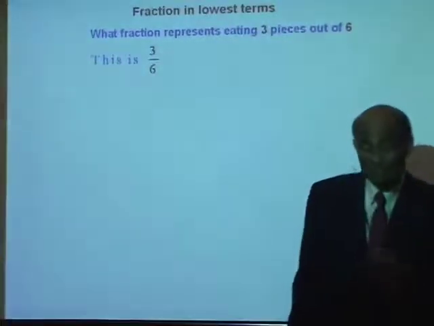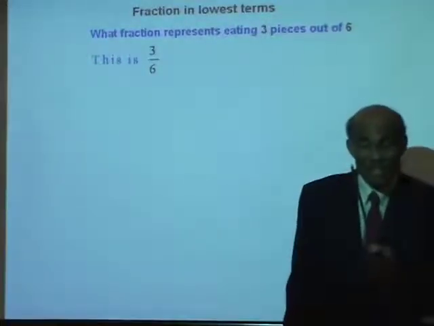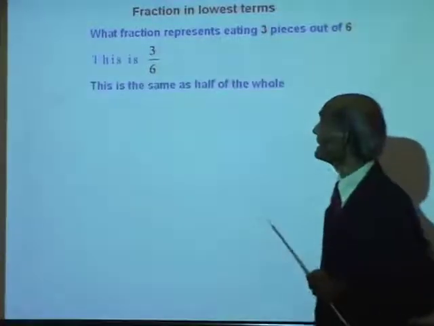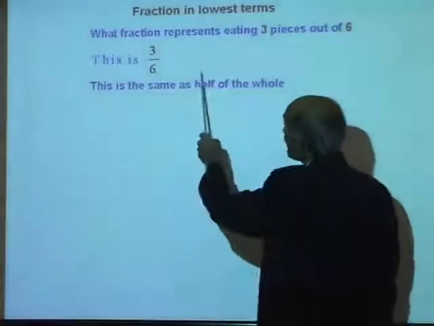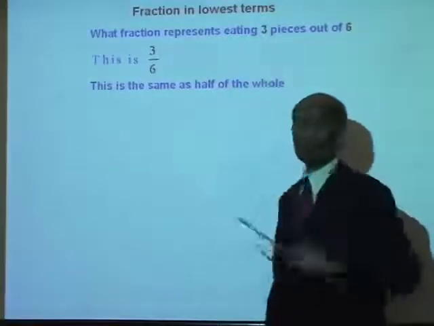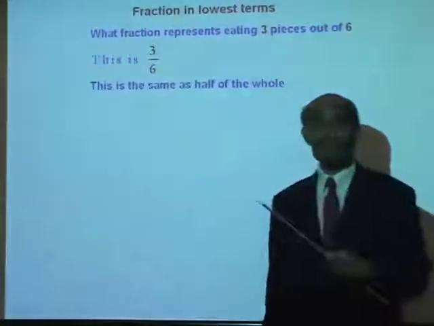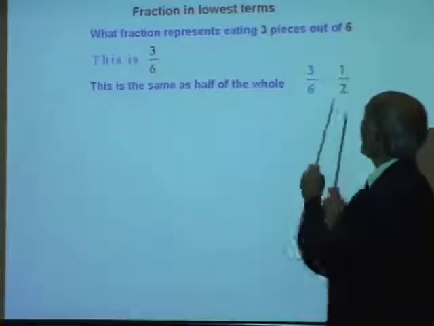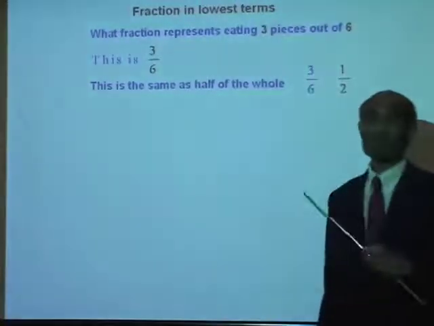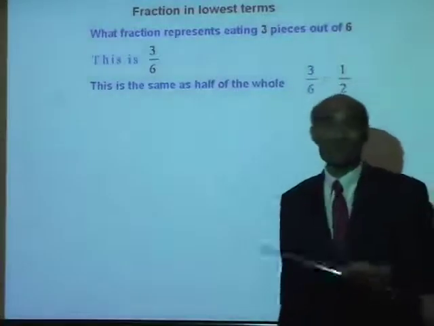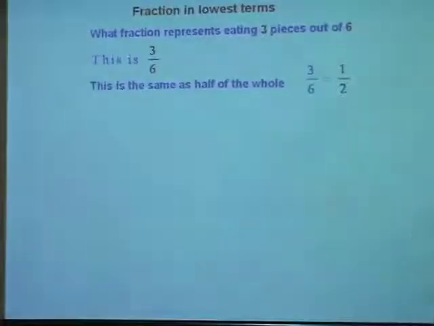But 3 out of 6 is actually 1/2 of the whole. Is that right? Yes. So this is the same as half of the whole. In other words, 3 over 6 is actually the same as 1 over 2. And how did we do this? Well, we can do a very little manipulation. Now, watch me do this now.